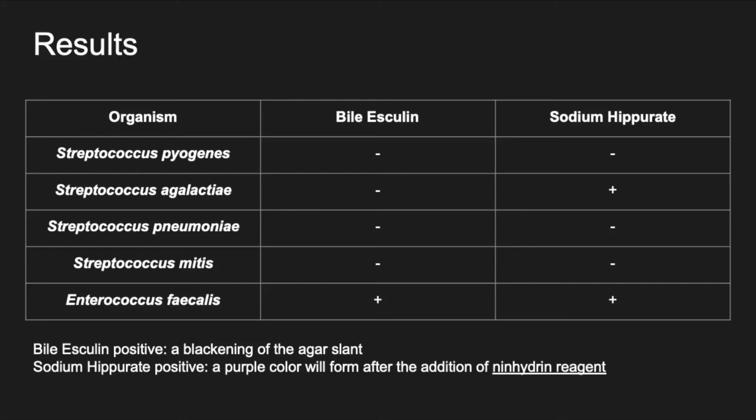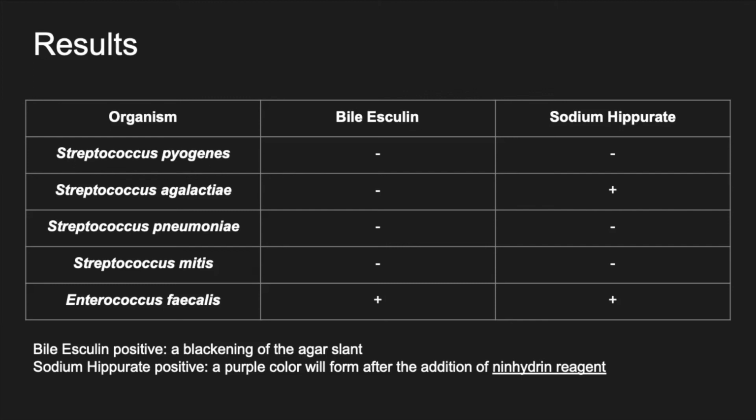And what positive and negative means, you guys can look on page 64 of your lab notebook. It'll help you a little bit. A positive bile esculin test is a blackening of the agar slant, and that's after incubation. So a positive will be black, a negative will not. It'll look like nothing changed after incubation on the slant.